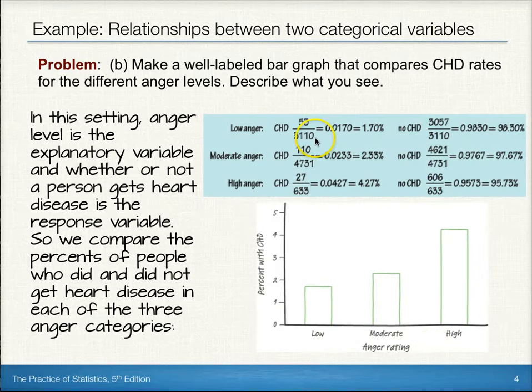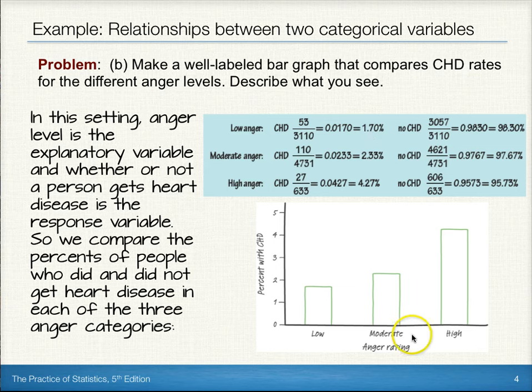So, since 3,110 individuals were identified as having low anger, we can calculate the percent of them who developed heart disease by taking 53 individuals who developed heart disease divided by 3,110 for 1.7%. Repeating that, we can calculate the percent that did not develop heart disease, and we can do similar calculations for each group. So we can see in the low anger group, 1.7% of individuals developed heart disease.